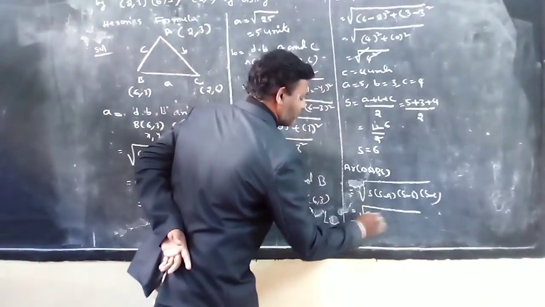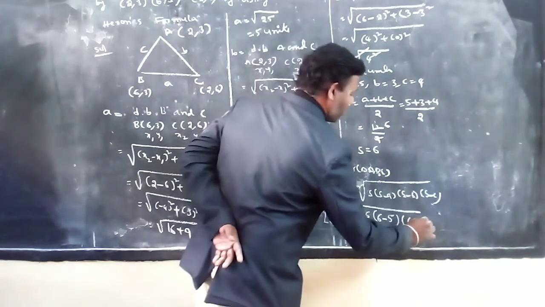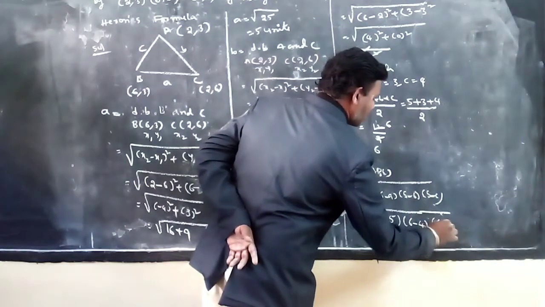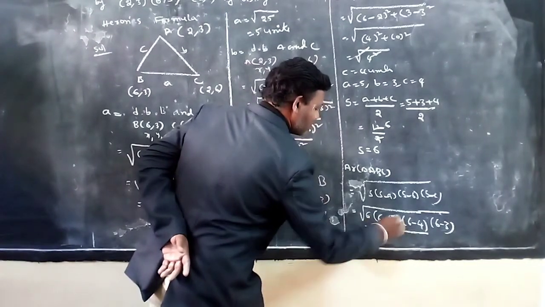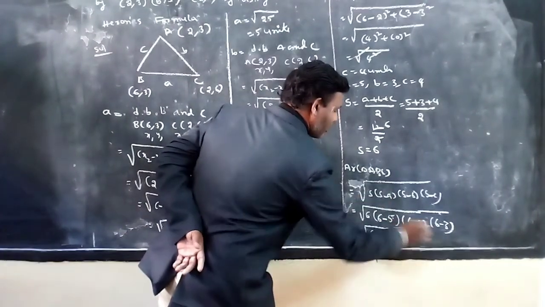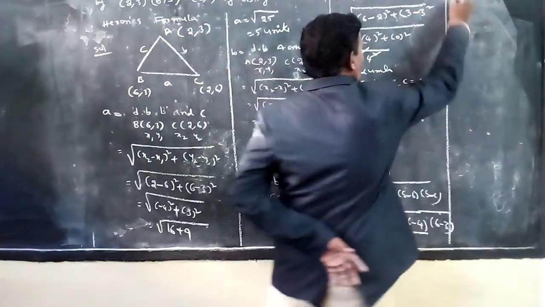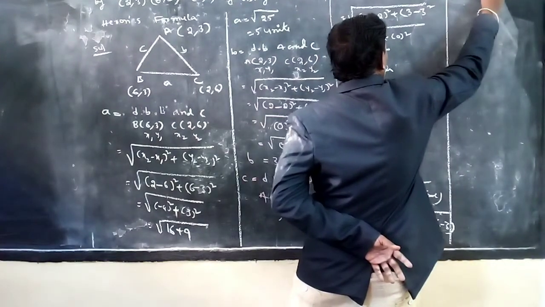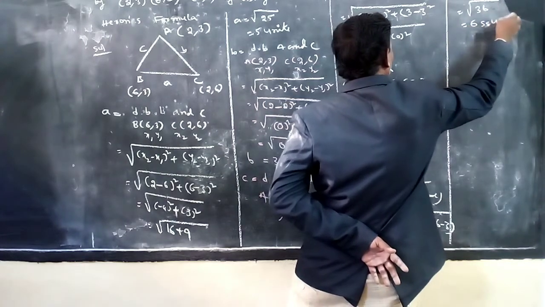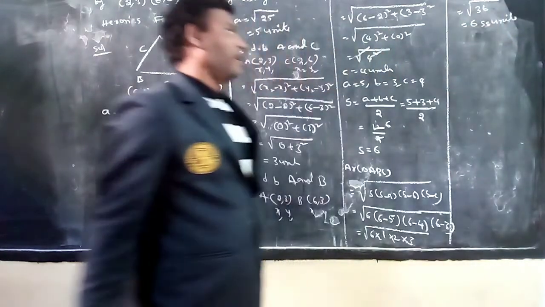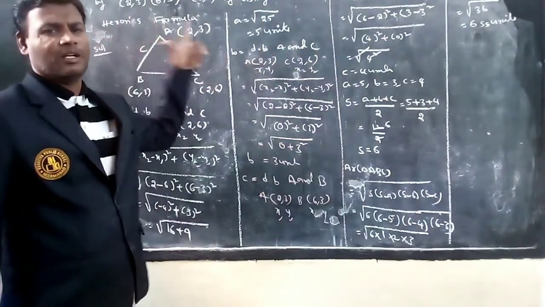s means 6, a means 5, b means 4, c means 3, so the square root of 6 into (6 minus 5) into (6 minus 4) into (6 minus 3), that is 6 into 1 into 2 into 3. So finally, the area of triangle ABC is equal to the square root of 36, which is 6 square units. The area of triangle ABC is equal to 6 square units. This is one of the very important concepts, Heron's formula.